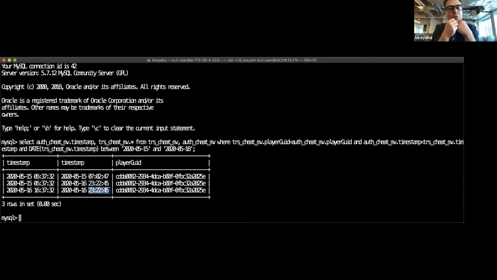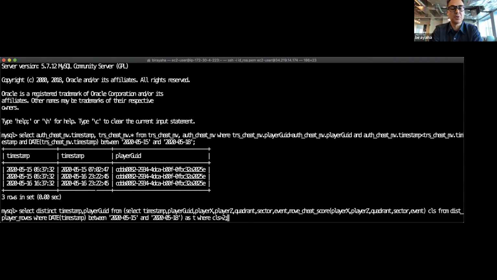So what we want to do here is cross-reference it with another dimension. The other dimension that we have here is the player moves. In the player moves, we are going to execute this query, and if you could see here, it's returning all the distinct timestamps and player GUIDs of the suspicious moves.